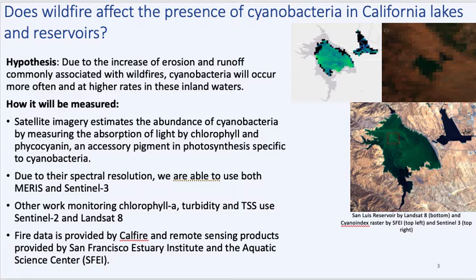Satellite imagery estimates the abundance of cyanobacteria by measuring the absorption of light by chlorophyll and phycocyanin, which is an accessory pigment in photosynthesis specific to cyanobacteria. Medium Resolution Imaging Spectrometer, also known as MERIS, and Sentinel-3's Ocean and Land Color Instrument are able to estimate the average cyanobacteria abundance in the upper 1 meter of the water column for pixels with a spatial resolution of 300 meters. I am also using other satellites such as Landsat 8 and Sentinel-2 that have a higher spatial resolution compared to Sentinel-3, which can be compared above.